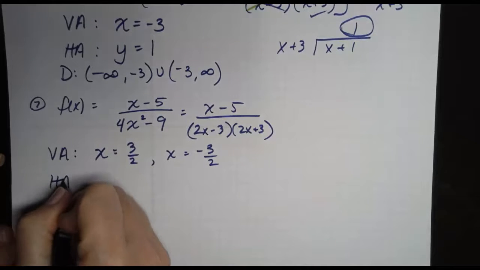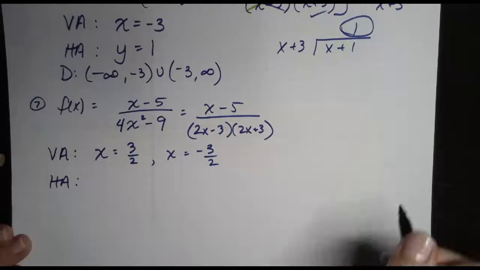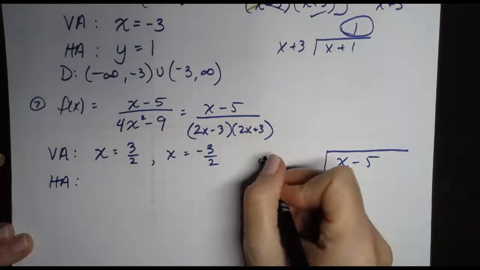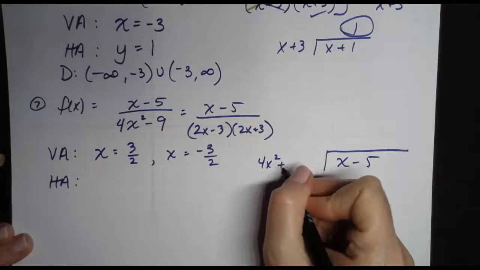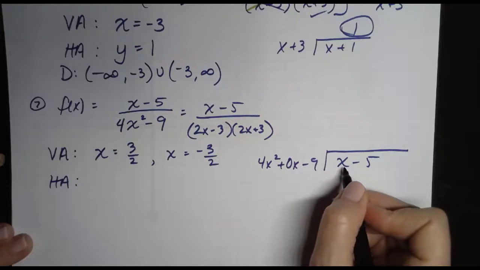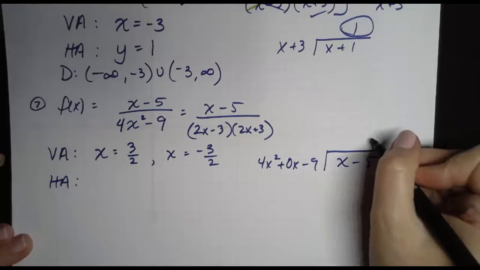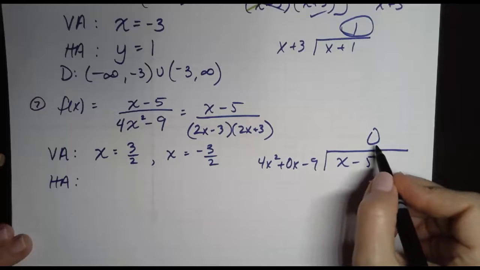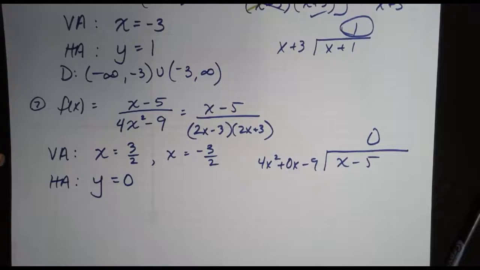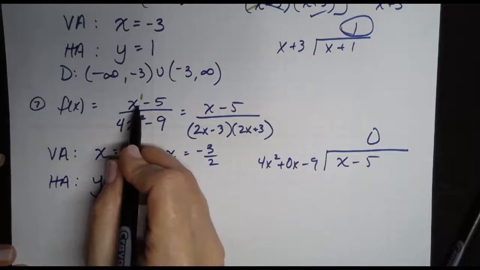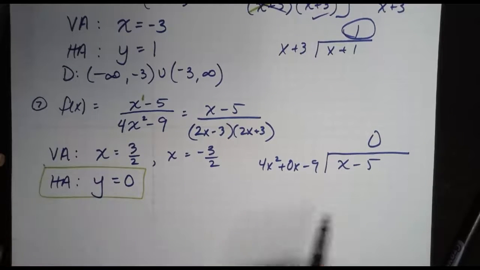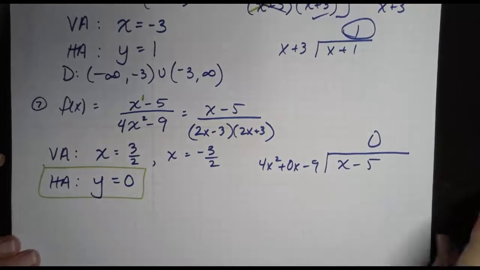But this time, do we have a horizontal asymptote? Yes, we do. If we do the division, we see x minus 5 divided by 4x squared plus 0x minus 9. So here's the question. Does 4x squared go into x? No. Well, how would you say that? 0 times. So 0 is the quotient. The horizontal asymptote is y equals 0. Just a reminder, if the degree of your numerator is less than that of your denominator, you will have a horizontal asymptote of 0 every single time.